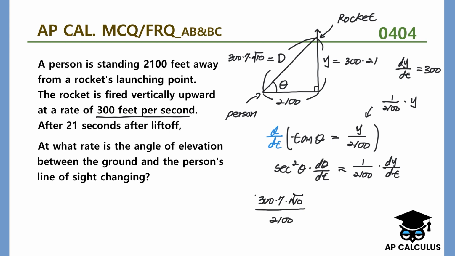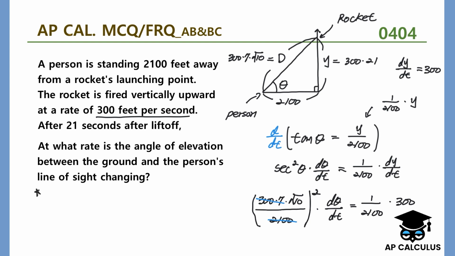Okay, square. Now we have d theta dt is equal to 1 over 2100 times dy over dt. dy over dt is 300, right? So let's simplify this. Here we have 2100, right? 300 times 7, 2100. So we have 10 here.